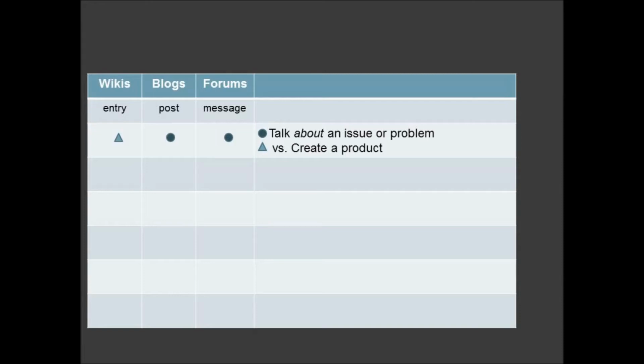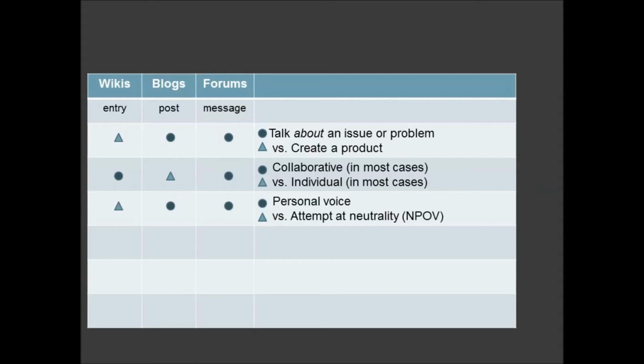It's more conversational. Wikis are collaborative in most cases, and so are forums. We're discussing with other people, whereas blogs are usually individual, although maybe collaborative. Since blogs and forums are conversational, we hear the personal voice in them. Wikis, however, make an attempt at neutrality based on Wikipedia's principle of a neutral point of view, or NPOV.